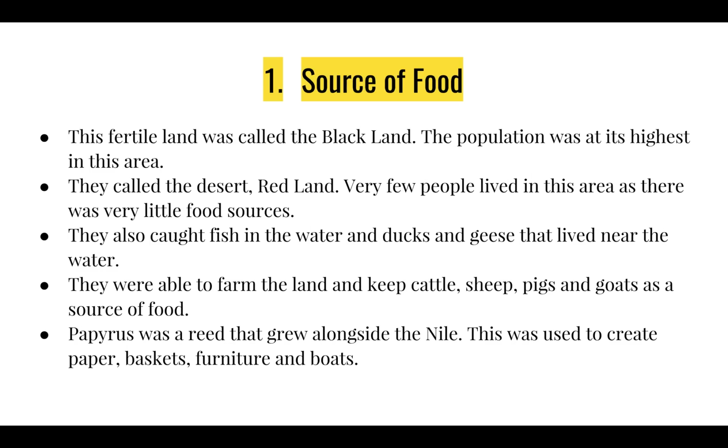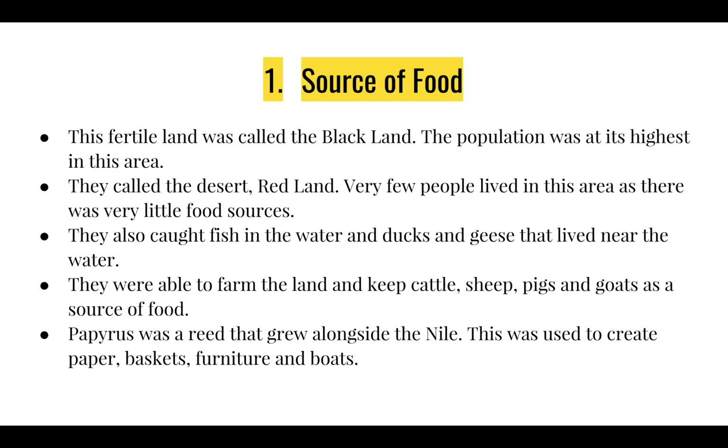Obviously, this fertile land was essential to them, and they called it the Black Land because of the color of the black silt. And this is where the population was at its highest, okay? Because obviously, anywhere around that fertile land meant that people had resources and they had access to food.